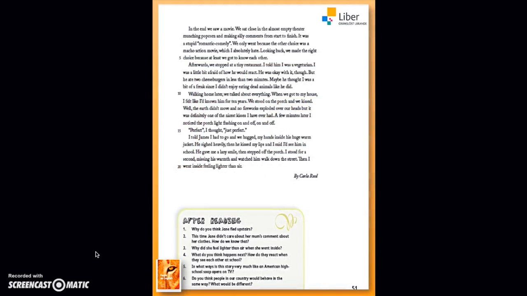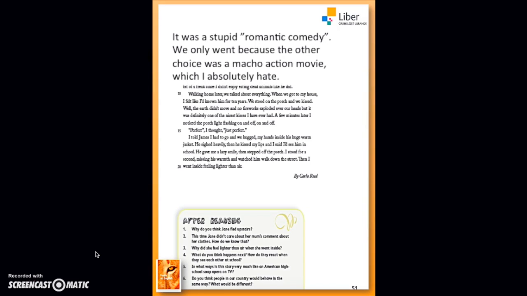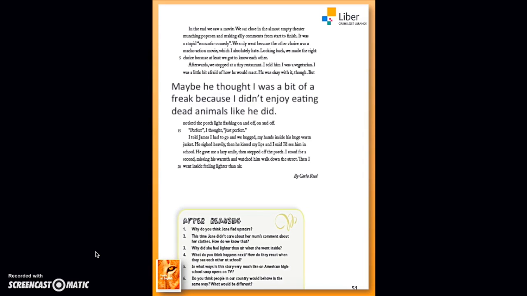Now, on the next page, the next scene is when they talk about the film. It was a stupid romantic comedy. We only went because the other choice was a macho action movie, which I absolutely hate. She has opinions. And apparently she has let James know these opinions because they end up seeing the other film. The third scene is in the restaurant where James has gobbled down a couple of burgers and Jane, of course, is the vegetarian. Maybe he thought I was a bit of a freak because I didn't enjoy eating dead animals like he did. Now, she is opinionated. You would not describe it like this if you didn't know exactly what you thought.